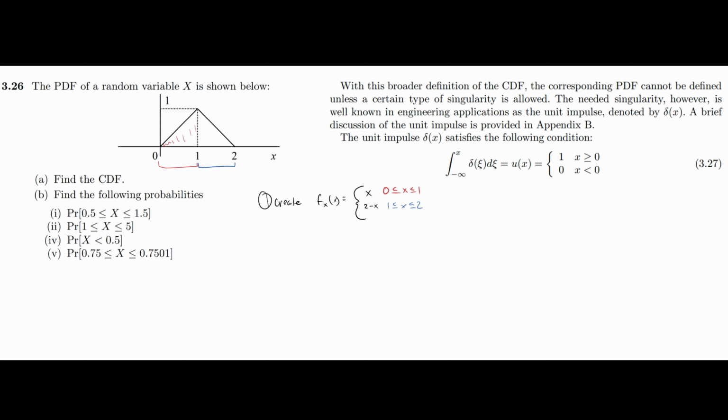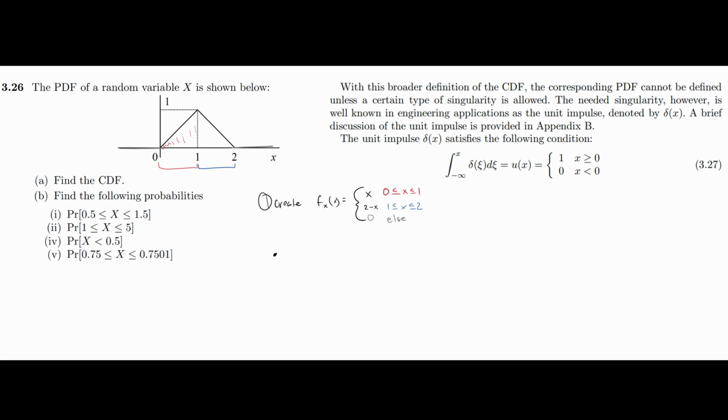Now, we also have one more case, and this is going to be for everything else. So else, we just have it as 0, right? Because this line is 0 like this. To find the CDF for all of these, we're just going to be making the f of x, and that way we can find the probabilities in the next video.